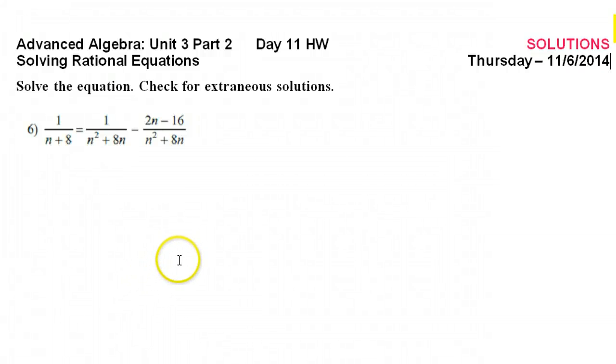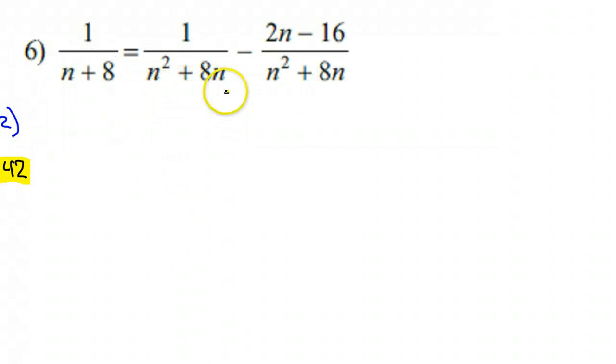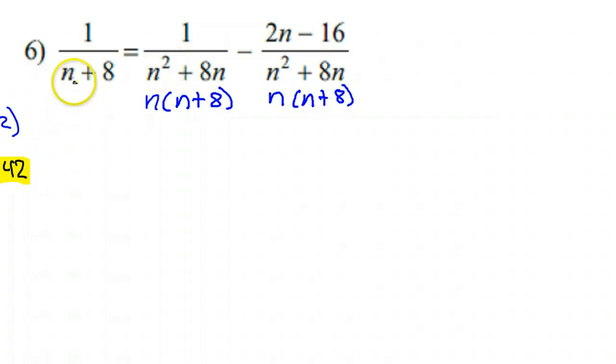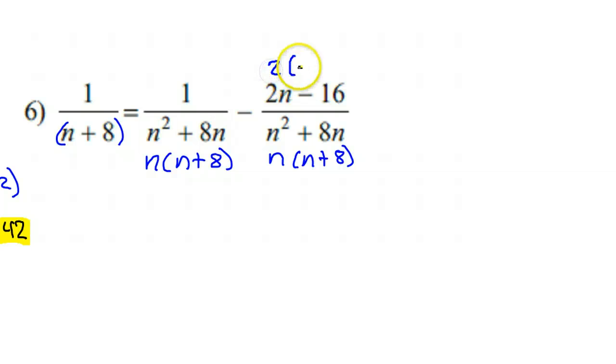All right, this is part 2 of a lesson on solving rational equations. Okay, we have a little factoring to do. This will be n and then n plus 8. Same here. Okay, I see n plus 8 over here as well. I could factor this and make 2 times n minus 8, but that doesn't really cancel anything, so there's no point in that right now.